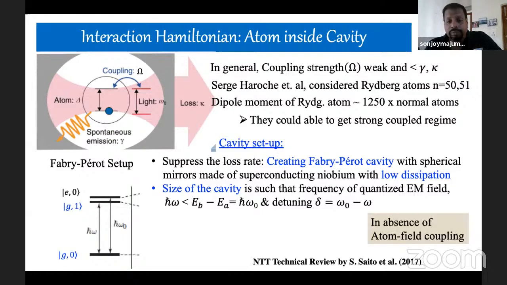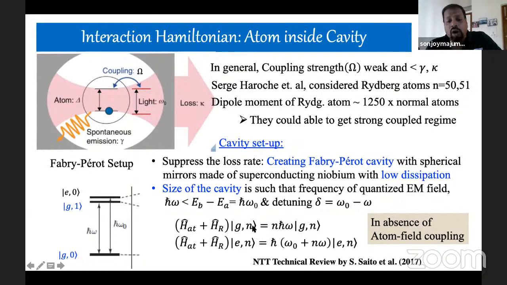Okay, so in the absence of that atom-field coupling, what would be our Schrodinger equation in time dependent form? We have the atomic part of the Hamiltonian and the radiation part of the Hamiltonian. Now we write the basis states in the composite system, either Gn or En. In the case of Gn, the atomic energy of the ground state we set to 0. So I only have the energy of the number of photons, which is n h cross omega. That is the eigenvalue for this operator when Gn is the eigenstate.